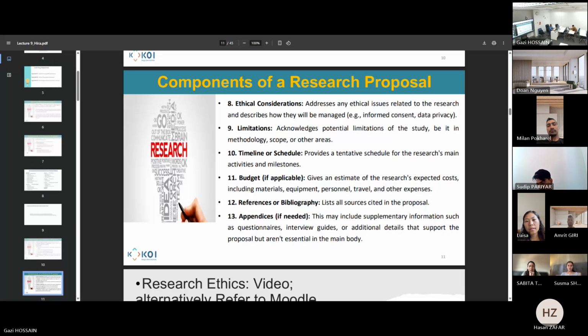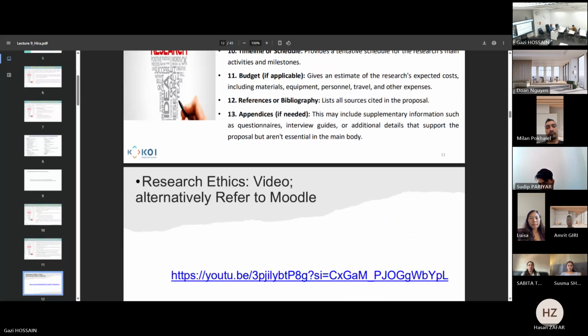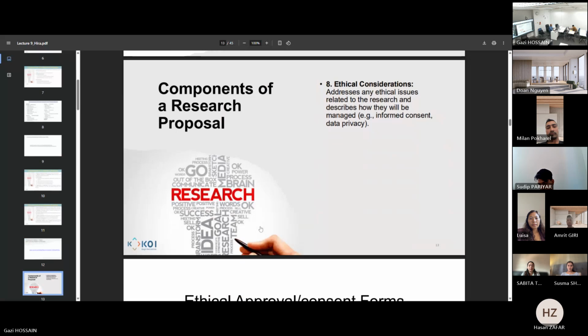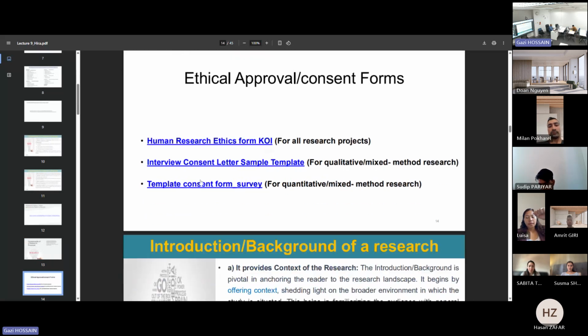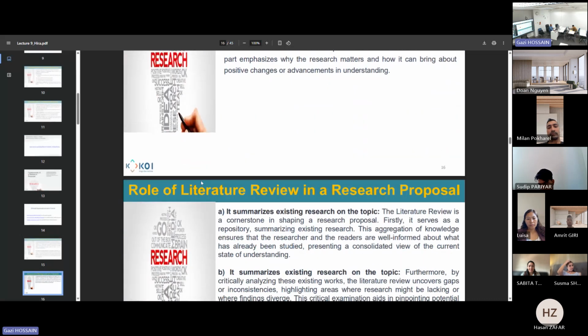References, and appendix. In the appendix, you can include the consent letter. So this is the component of the research proposal. And here you can see some of the ethical approval or consent form. When you have collected the completed ones, you can include those in your appendix.